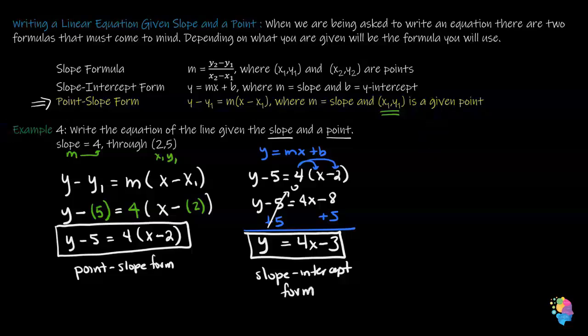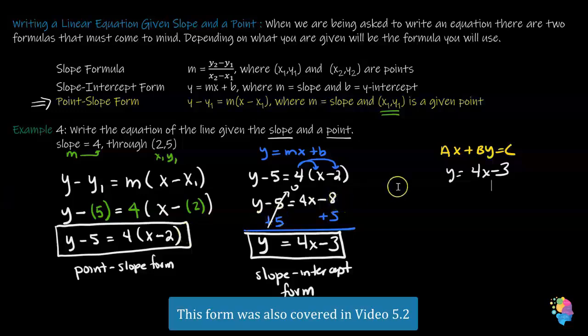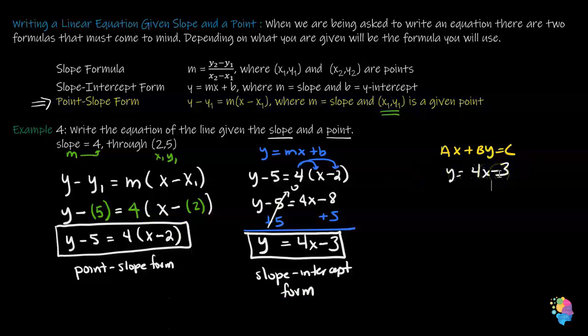But wait, there's more. What if they ask you to write this equation in standard form? That means that we're going to take the equation y equals 4x minus 3, the one that is in slope-intercept form, and we're going to move it around so that we get it in standard form. Remember, first, they have to be whole numbers, and they are. There's no fractions for me to eliminate. Second, I need to have the x's and the y's on the left side.